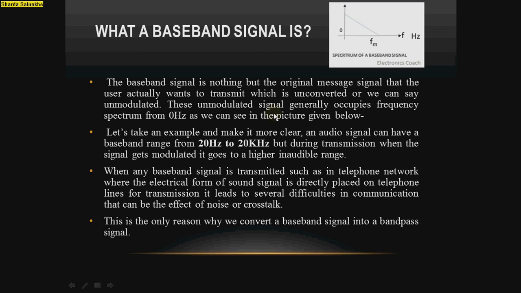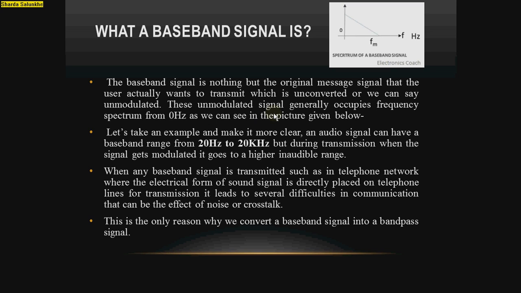Let us take an example to make it clear. An audio signal has a baseband range from 20 Hz to 20 kHz during the transmission. When the signal is modulated, it goes to a higher inaudible range, which is not the normal audible range.